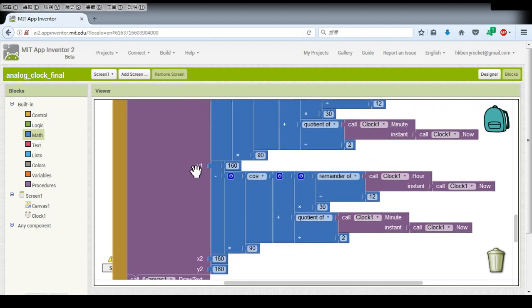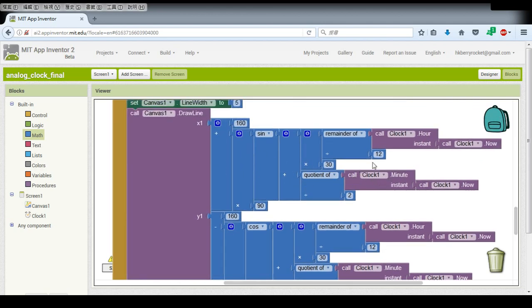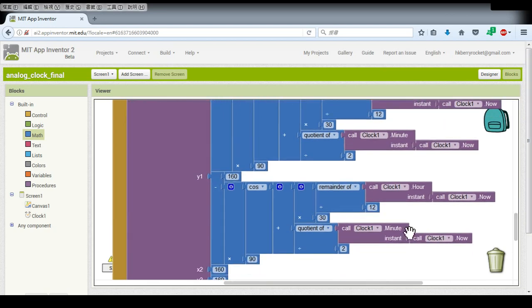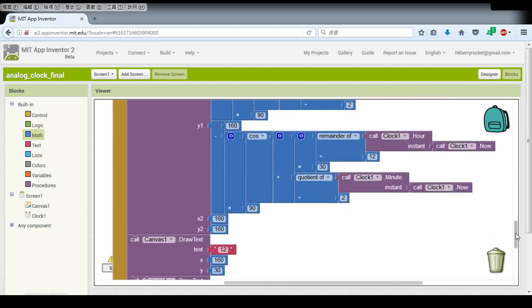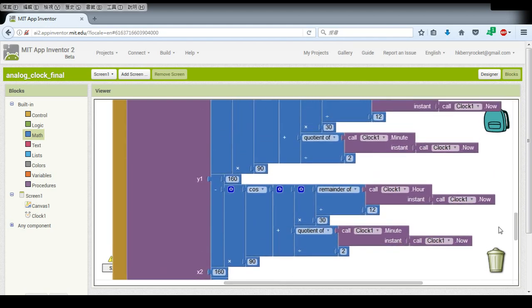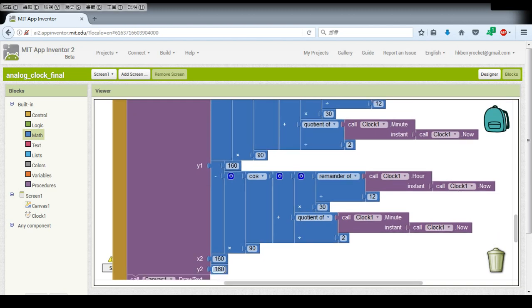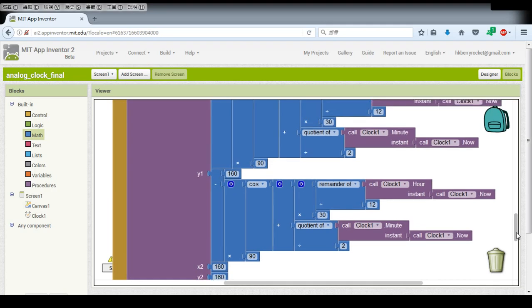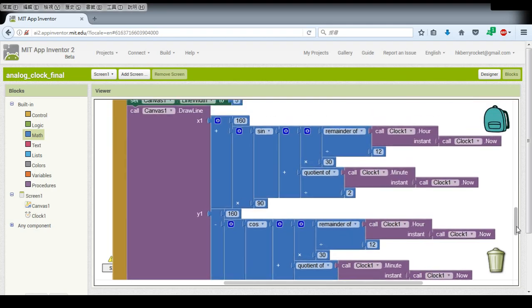So for the y coordinates, it is similar to the x one. So we can just copy it and change some of the values. And remember that we are using minus here. This has already been covered in last week's video, so I'm not going to explain it here. And yeah, for the point, remember that it is the center of our analog clock. So this is all the answers for the hour hands and minute hands.